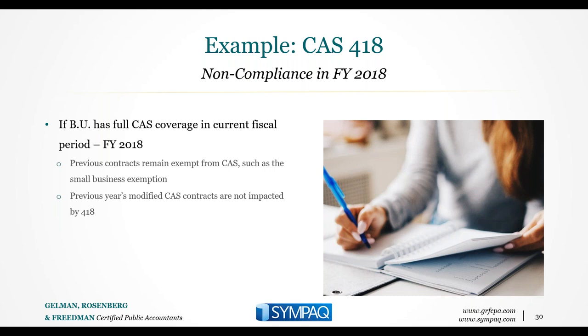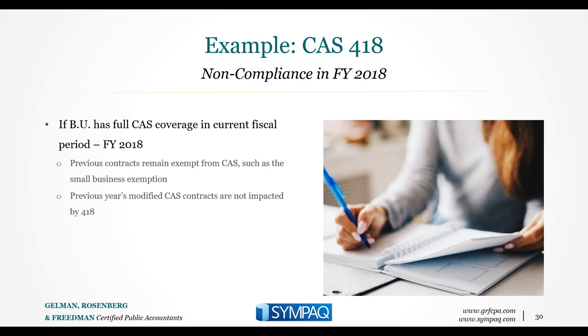So with full CAS coverage, let's say as an example for 2018, what happens to previous contracts that were exempt? They remain exempt. If they were modified CAS in a prior period, they remain modified CAS. But how do we deal with a non-compliance? Let's say you just got an award because the prior period finally achieved the 50 million. Or better yet, you got a new award on January 1st, the beginning of your fiscal year, and it was 50 million. Or January 2nd, if you want to make it more realistic.